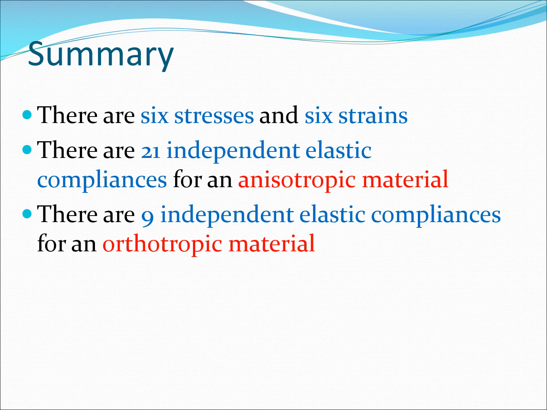So let us summarize today's lecture. We again saw that there are 6 stresses and 6 strains in the three-dimensional system, or the complete 3D stress state and 3D strain state. There are 21 independent elastic compliances for the anisotropic materials. These were the independent constants which are present in the A matrix relating strain and stress. This was a 6 by 6 matrix, and because it is symmetric, we ended up with only 21 independent elastic constants. And also we saw that for orthotropic material there are only 9 independent elastic compliances present.